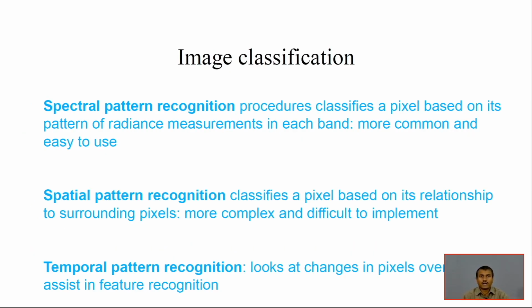There are a few classification techniques as well that we need to understand in the context of image processing. Spectral pattern recognition classifies the pixel based on its pattern of radiance measurement in each band; it is more common and very much in use. Spatial pattern recognition classifies the pixel based on its relationship to the surrounding pixels; it is more complex and difficult to implement. And temporal pattern recognition looks at change in a pixel over time to assist feature recognition.